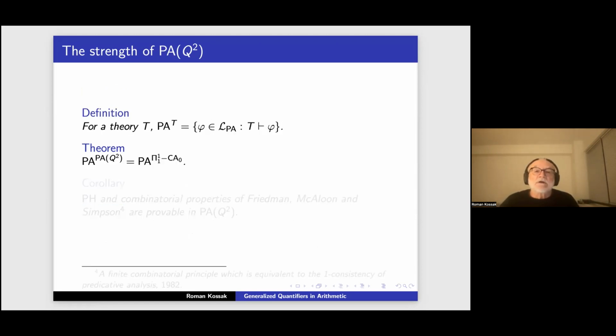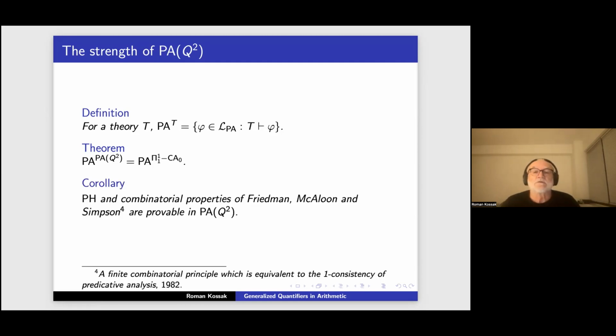Okay, and then the other important consequence is that they show that the PA consequences, the statements in the language of PA that are proved in PAQ squared, are exactly the consequences of Pi-1-1 comprehension. So that shows exactly the strength of that theory, and in particular, they refer to the provability of the Paris-Harrington principle and some stronger statements from the paper of Friedman, McAloon, and Simpson. And so this was the end of my talk last time.